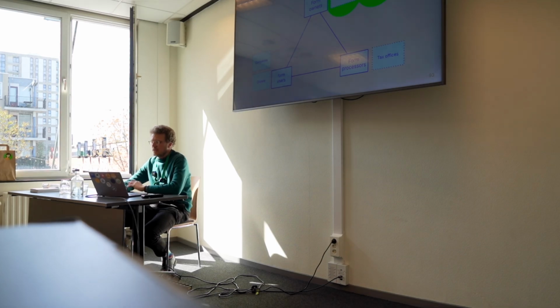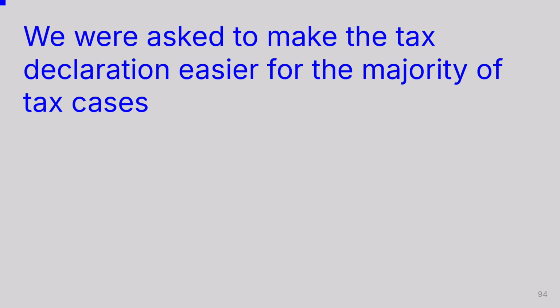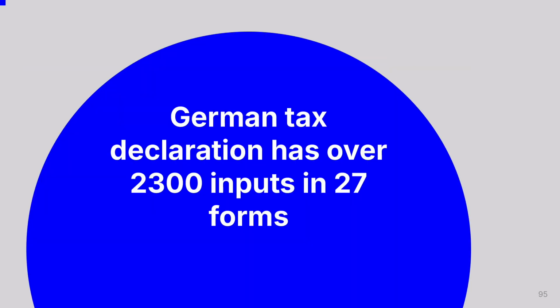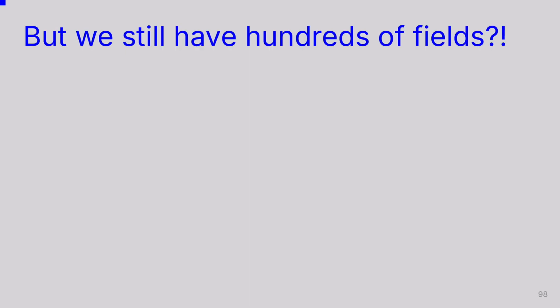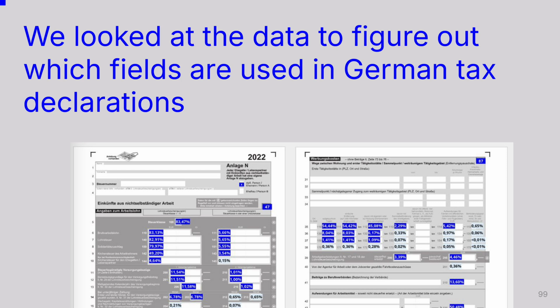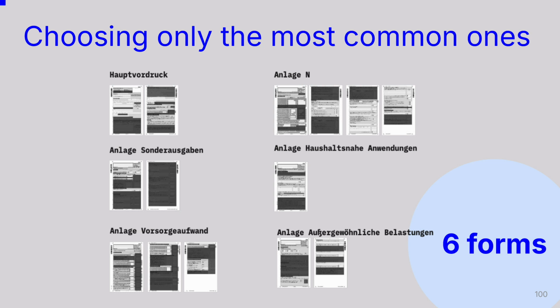So the task was to specifically make the tax declaration easier for the majority of the tax cases, to start with that, because there are over 2,300 inputs in 27 forms. And so our task was to first actually identify the most common use cases. And then we learned we only mostly need 6 forms, and those are still hundreds of fields. So we did an intensive data analysis to actually look at which fields are actually used, and came up with 6 forms.